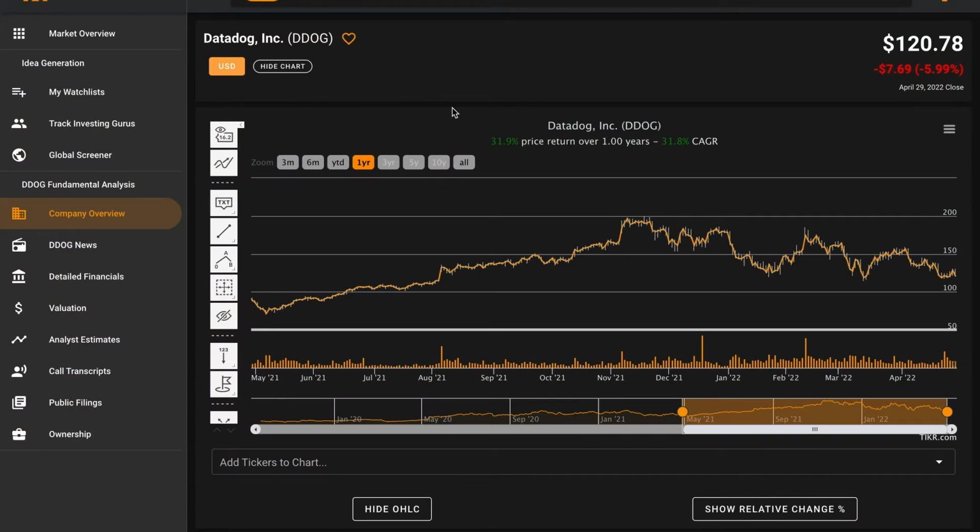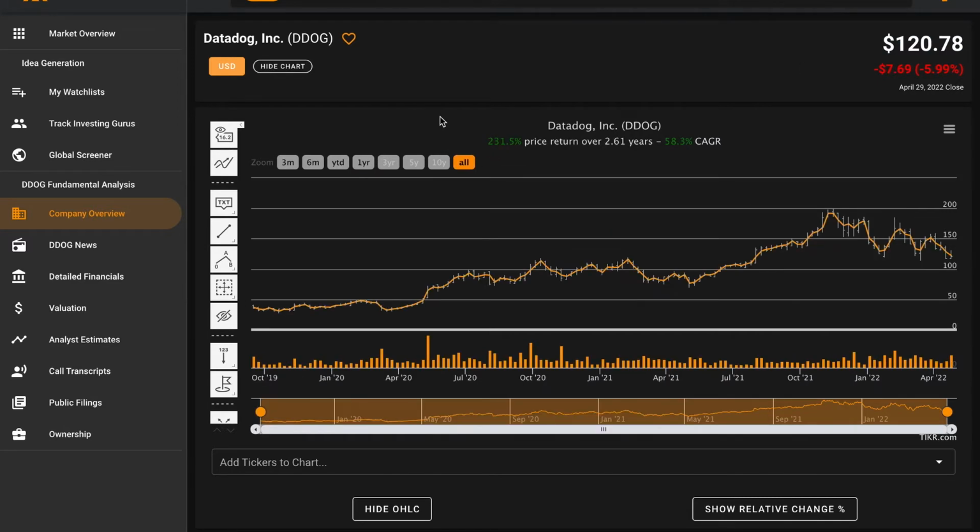In today's video, we will be taking a look at DataDog, ticker symbol DDOG. We'll be performing a fundamental stock analysis of DataDog by looking at its financials. Currently, at the time of recording this video, DataDog is trading for just under $121 per share. Over the past year, DataDog stock is up about 32%.